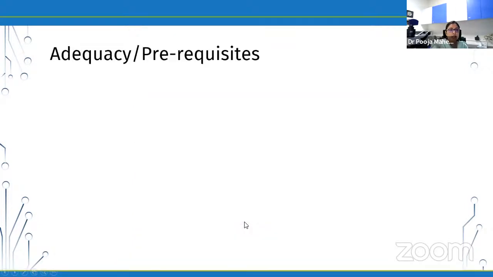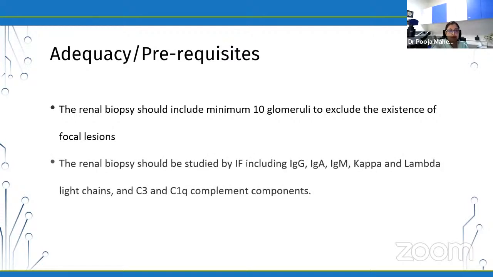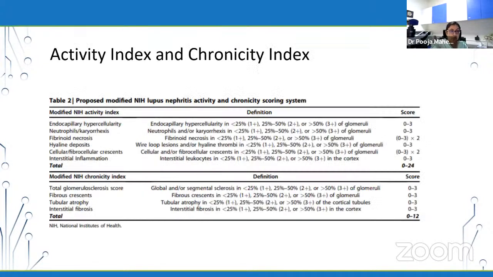So what are the adequacy prerequisites for a renal biopsy? The renal biopsy should include a minimum of 10 glomeruli to exclude the existence of focal lesions. The renal biopsy should be studied by IF, including IgG, IgA, IgM, kappa, lambda light chains, and C3, C1q complement components. All should be done. And EM is optional. It's not essential.